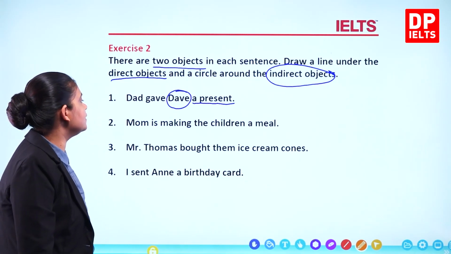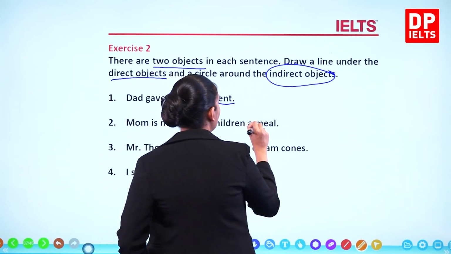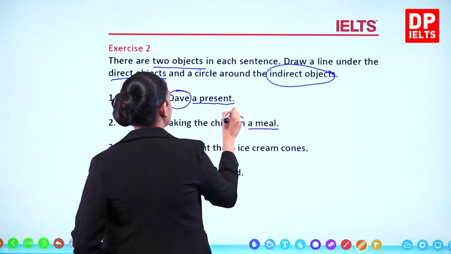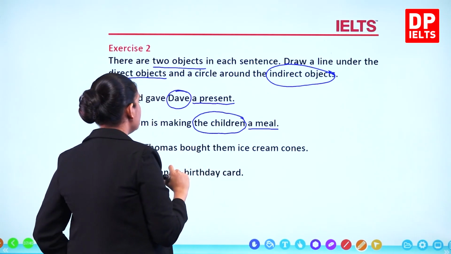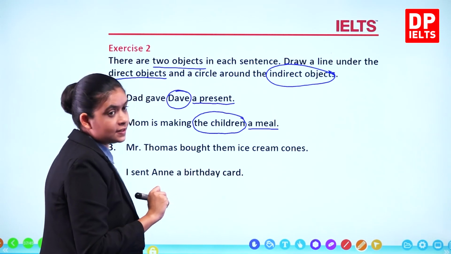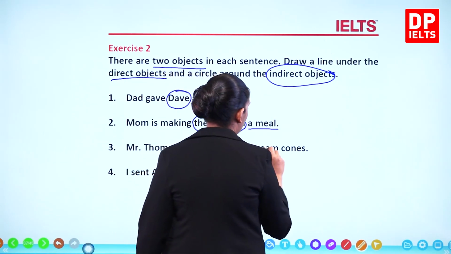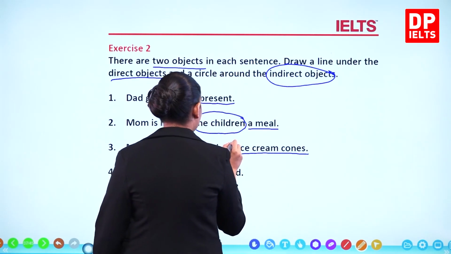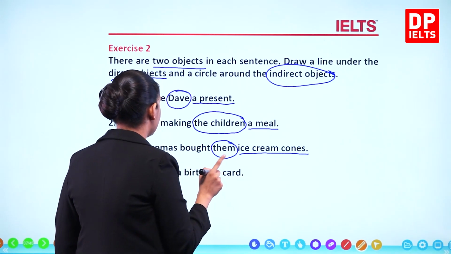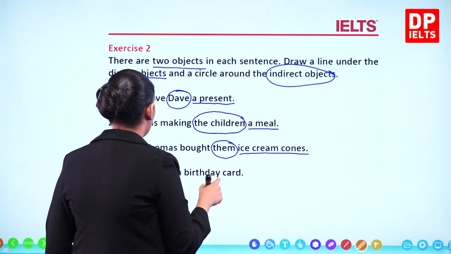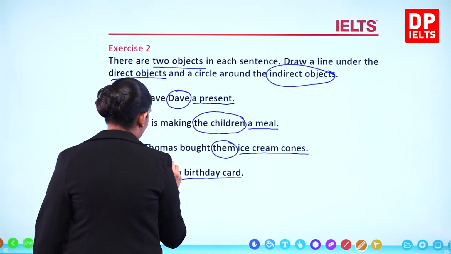Mum is making the children a meal. What is mum making? A meal. For whom? For the children. Mr. Thomas bought them ice cream cones. What did he buy them? Ice cream cones. For whom? Them. I sent Anne a birthday card. What did you send? A birthday card. To whom? Anne.